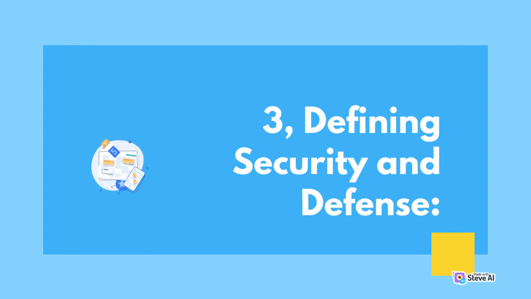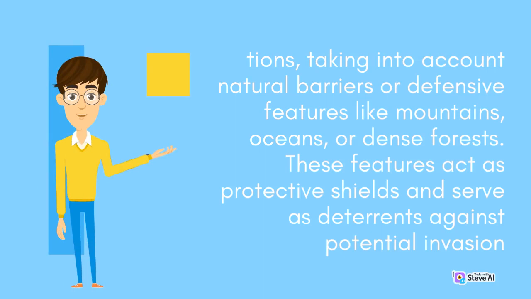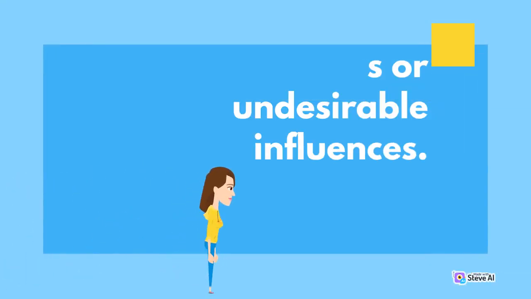3. Defining security and defense. Geography plays a crucial role in defining national security interests and defense strategies, ultimately shaping border formations. Nations often establish borders in strategically advantageous locations, taking into account natural barriers or defensive features like mountains, oceans, or dense forests. These features act as protective shields and serve as deterrents against potential invasion or undesirable influences.